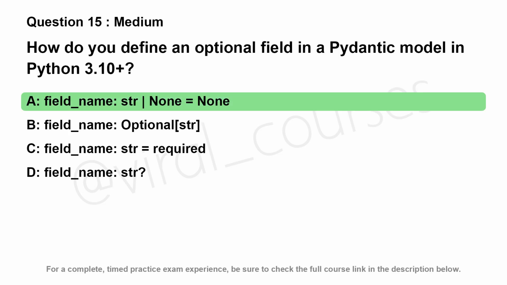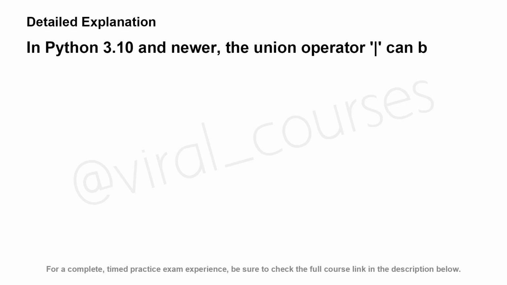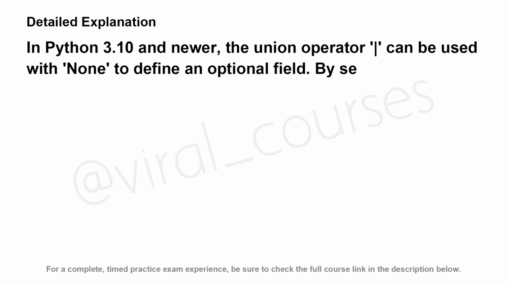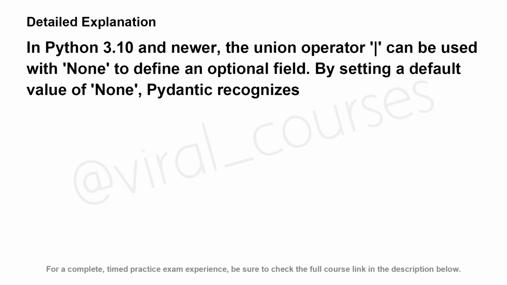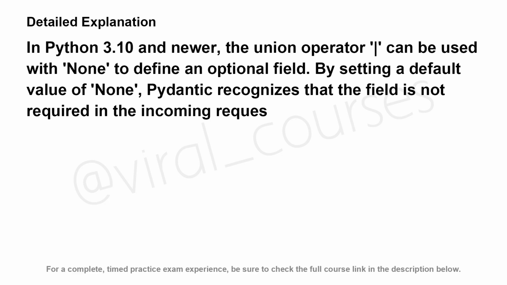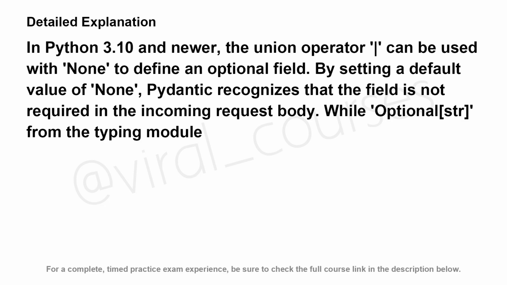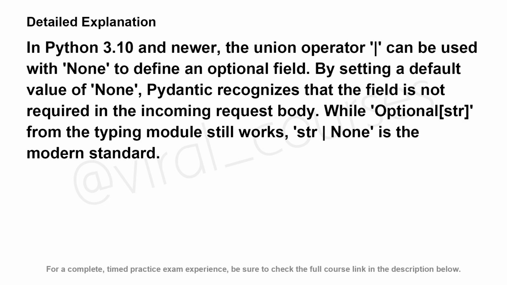The correct answer is A. In Python 3.10 and newer, the union operator can be used with None to define an optional field. By setting a default value of None, Pydantic recognizes that the field is not required in the incoming request body, while Optional[str] from the typing module still works. str | None is the modern standard.